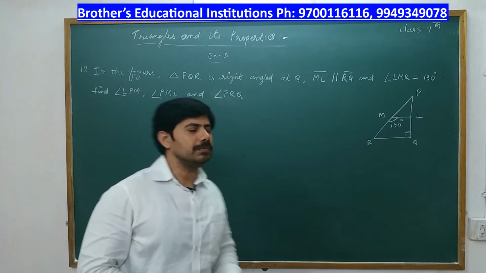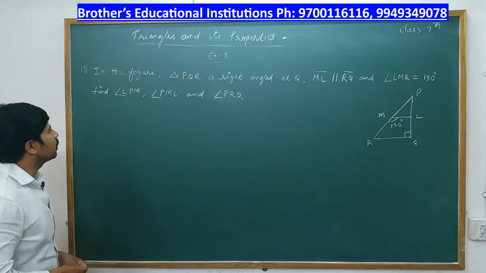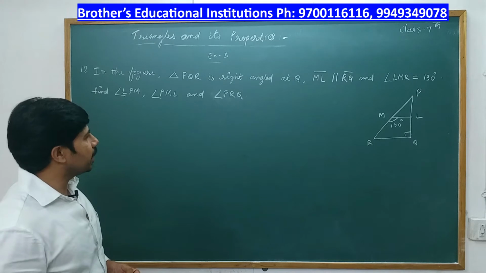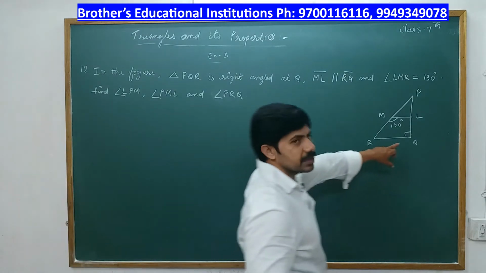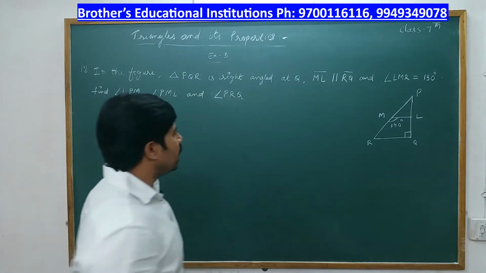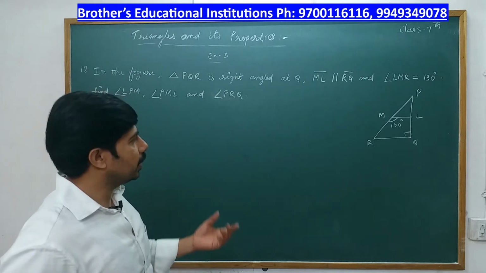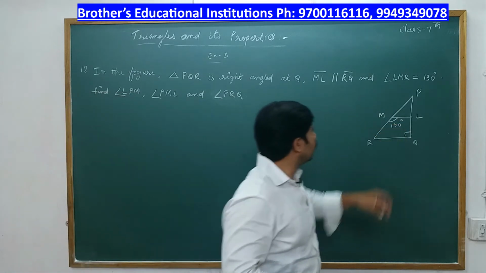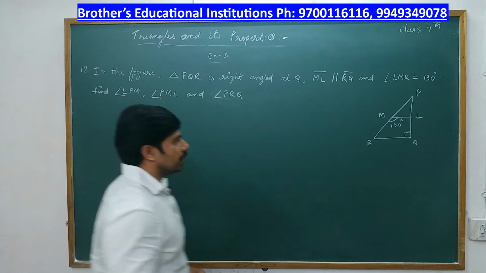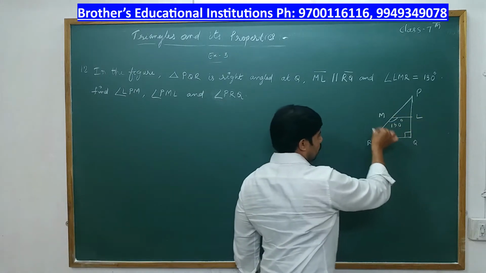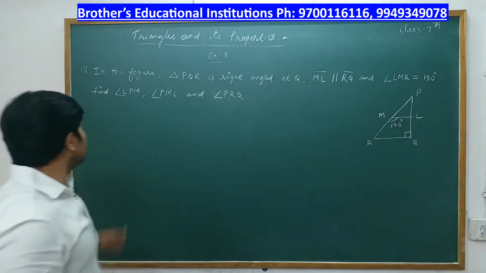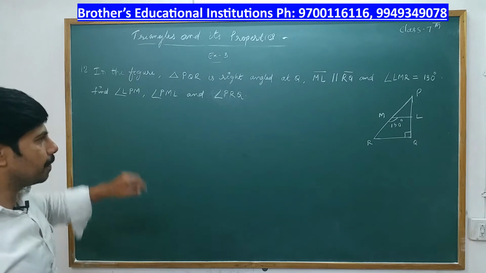So next problem. In the figure, triangle PQR is right angled at Q. So angle Q is 90 degrees. ML is parallel to QR. Angle LMR is 130 degrees. So we need to find out angle LPM.